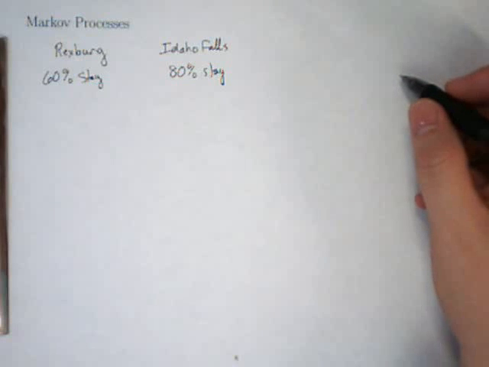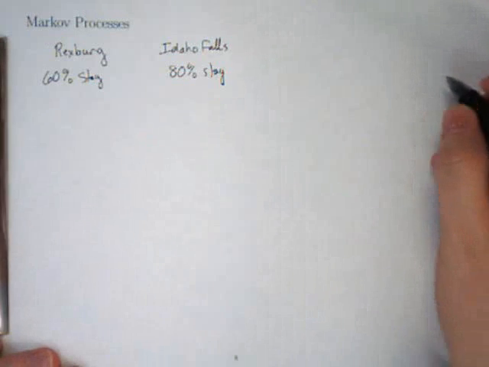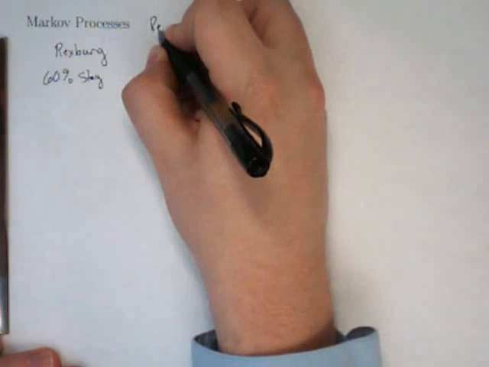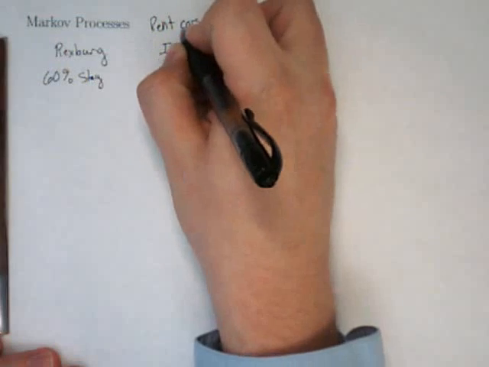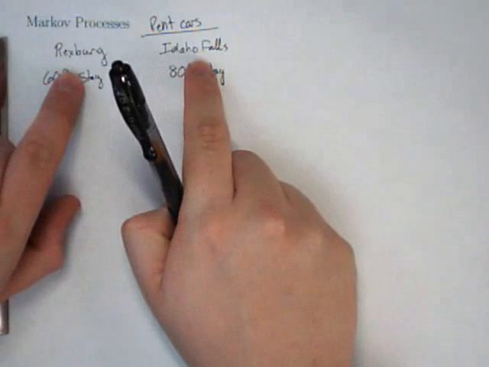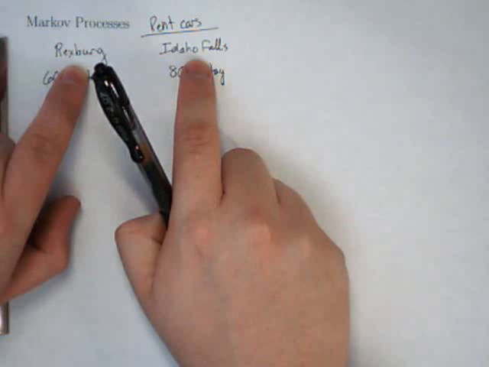In this screencast, I'm going to illustrate a Markov process and how you can use transition matrices to find future states as well as to find steady states in a Markov process. So the idea is, suppose we have a car rental company. So we rent cars. And suppose we have two different stores. We've got one in Rexburg, one in Idaho Falls.